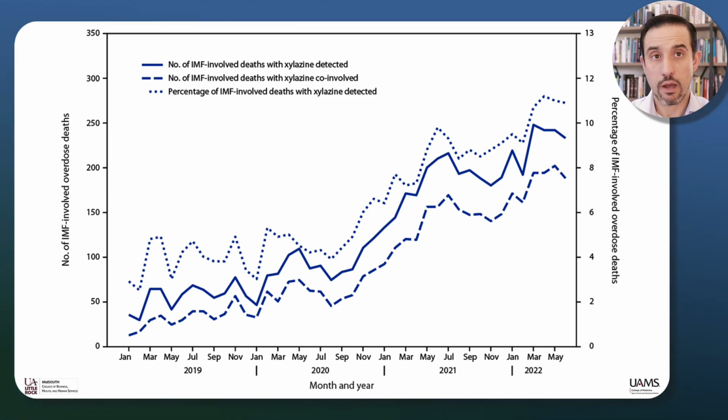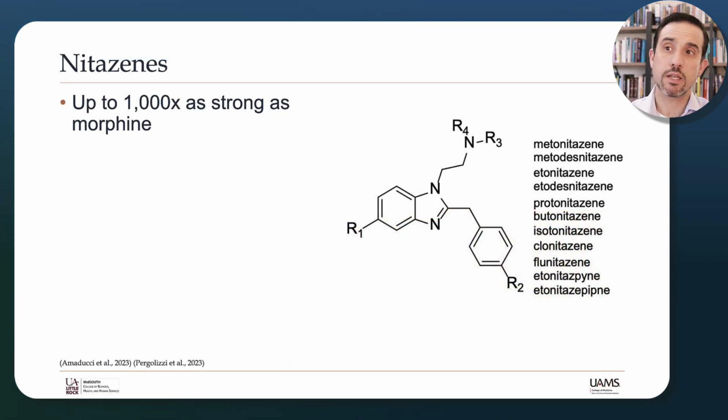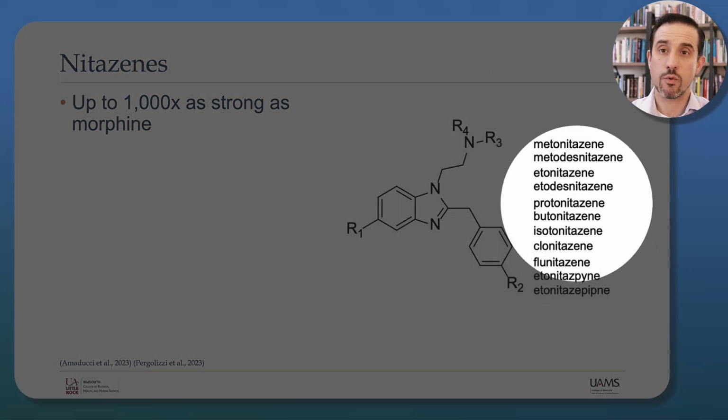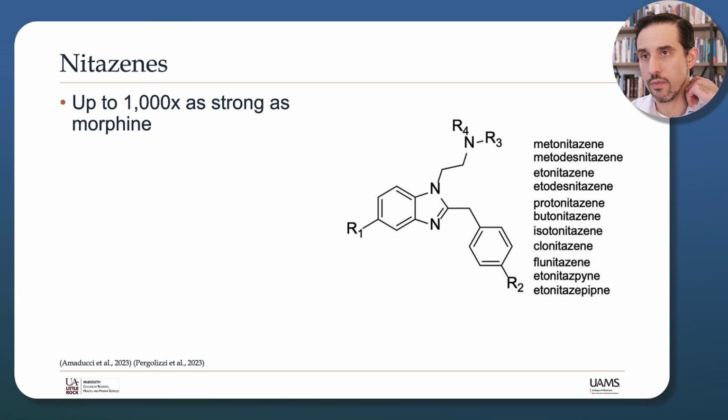We're also seeing more and more prevalence of a different type of opioids called nitazenes. Now, ISO is the most common that we hear about, but there are quite a few, and much like fentanyl, they can be up to 1,000 times as strong as morphine. Here's a list of the most common nitazenes, and you can see ISO about two-thirds of the way down there.